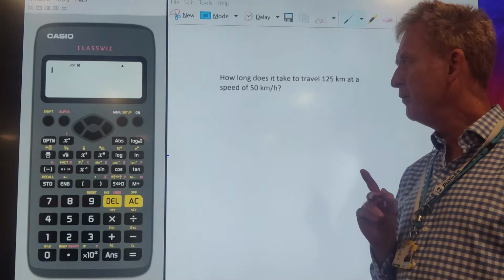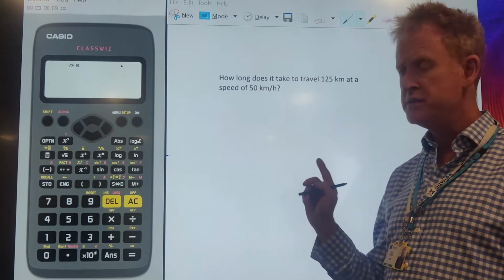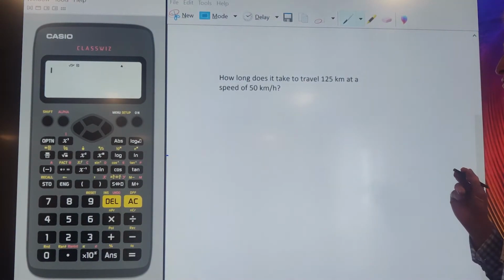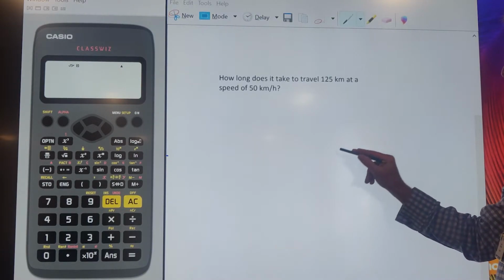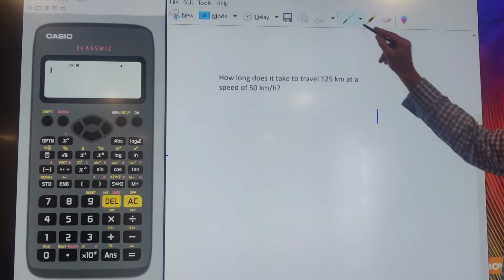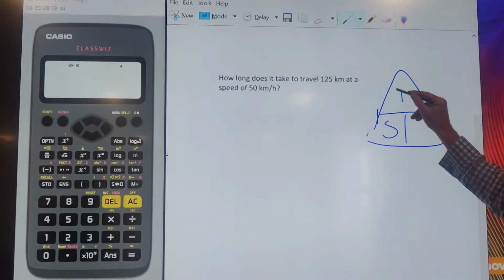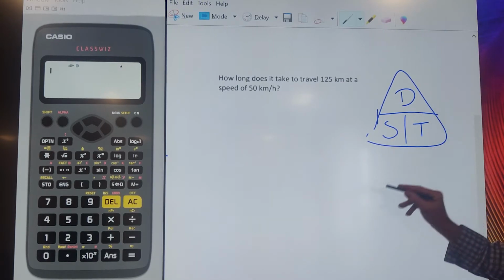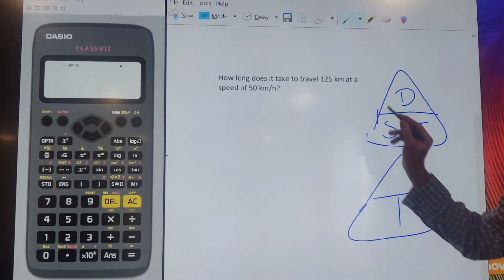So another example on using this changing decimal time to minutes button on our calculator. We'll have a look at this question now. How long does it take to travel 125 kilometres at a speed of 50 kilometres an hour? So same thing, first thing we're going to do is do our speed, distance, time triangle. We're going to write that out first, speed, distance, time, and then we're going to fill in the gaps in terms of what information we've got.